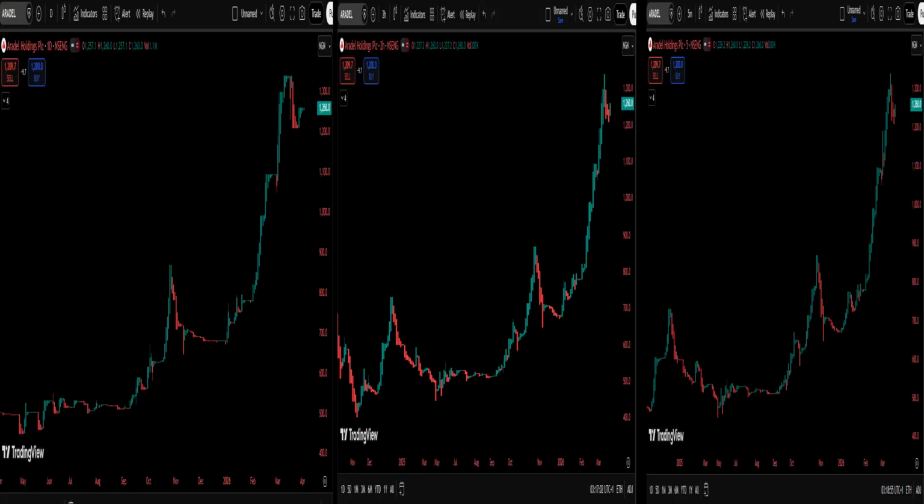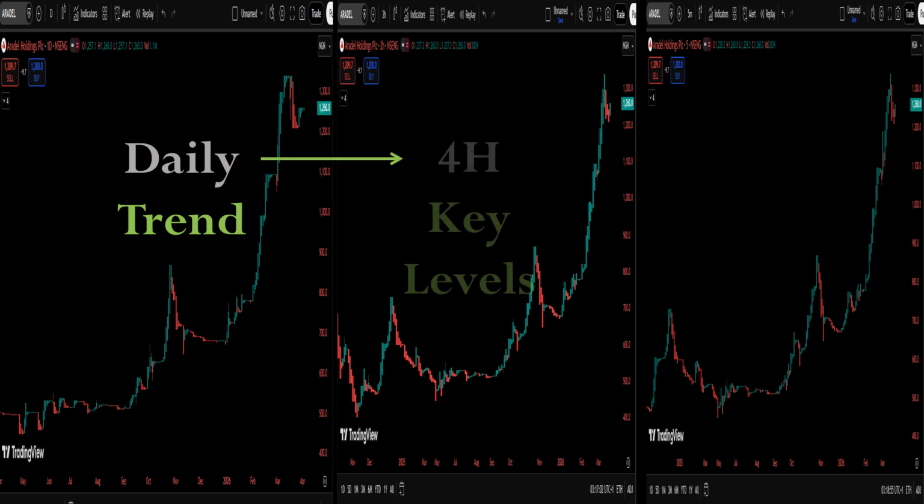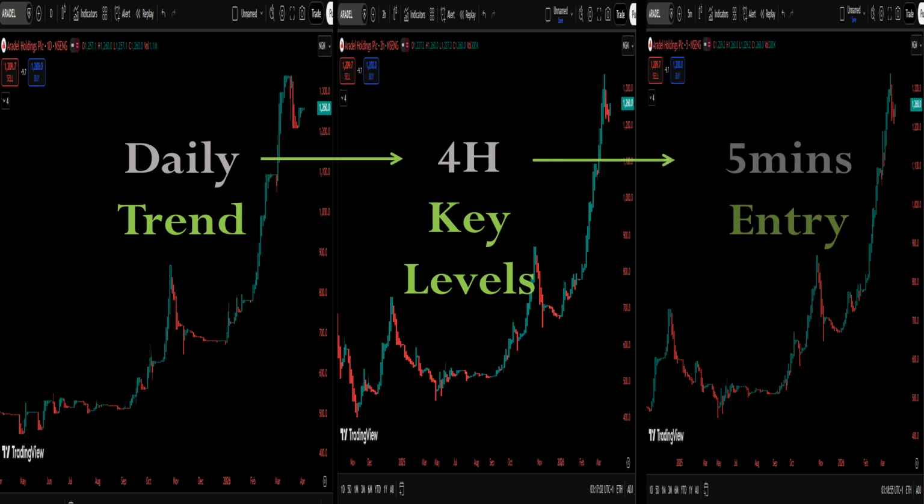One major mistake beginners make is relying on only one time frame. Whether you're trading in Nigeria or globally, professional traders use multiple time frames. For example, the daily chart shows the overall trend. When you switch to the 4-hour chart, it helps identify key levels. And then the lower time frame, like the 15-minute or 5-minute chart, is used for refining entries. This technique is called multi-time frame analysis.